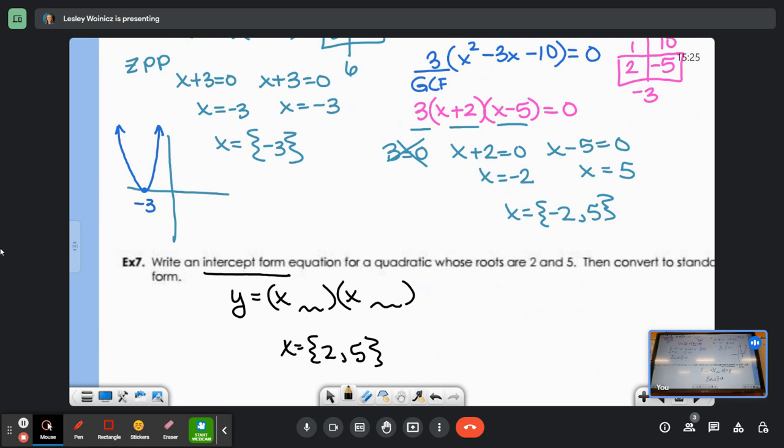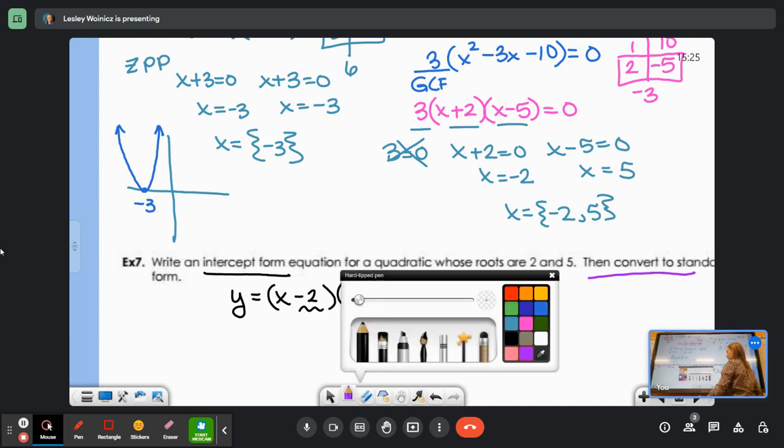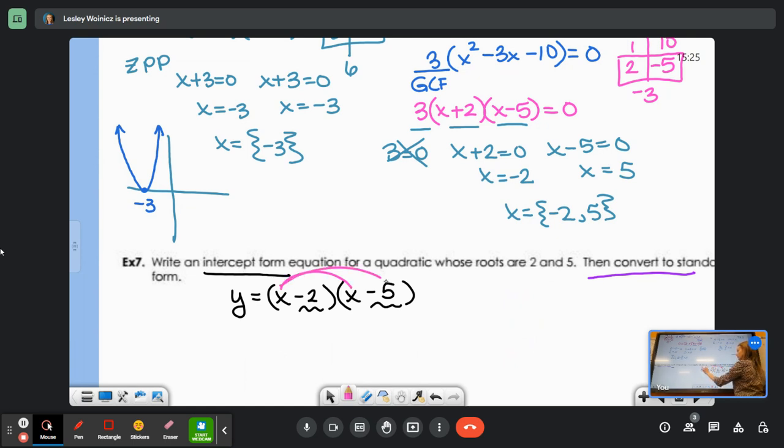All right, what did you guys get? Negative 2 and 5. Yeah, x minus 2 and x minus 5. Okay, last thing I want you to do is convert it to standard form. Okay, so you're going to have to FOIL. Do your extended distribution. Go.